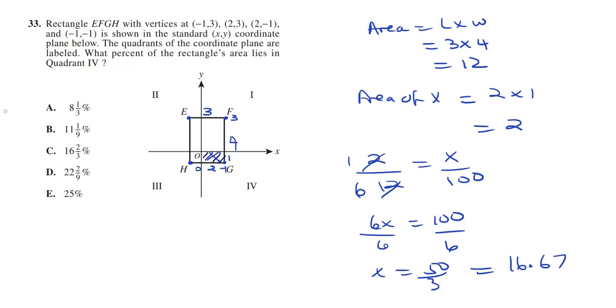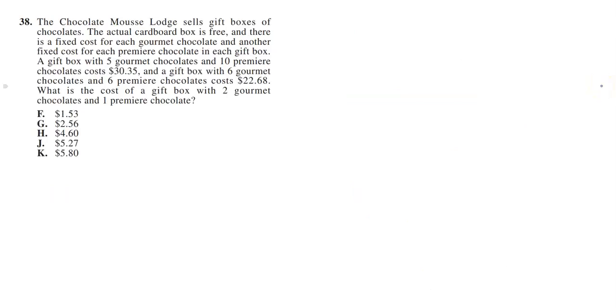So here it says, the chocolate mousse lodge sells gift boxes of chocolates. The actual cardboard box is free, and there is a fixed cost for each gourmet chocolate and another fixed cost for each premier chocolate in each gift box. A gift box with 5 gourmet chocolates and 10 premier chocolates costs $30.35. Okay, I already can see that this is a system. So this is 5 gourmet plus 5 premier equal to 30.35.